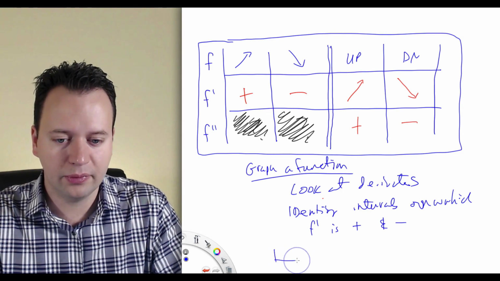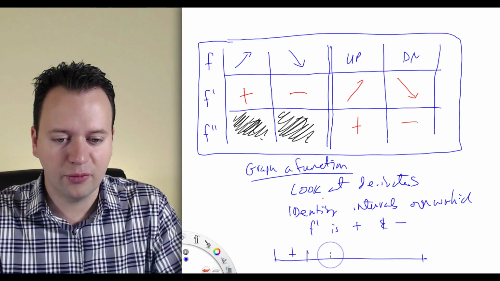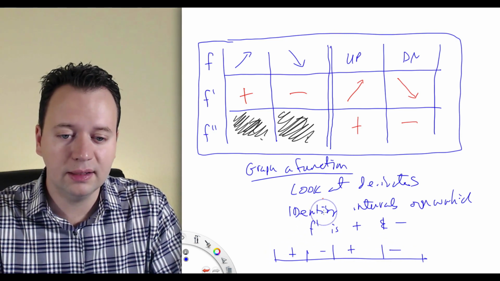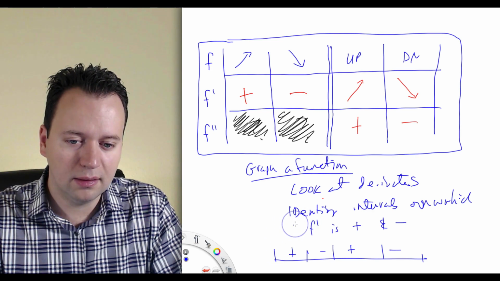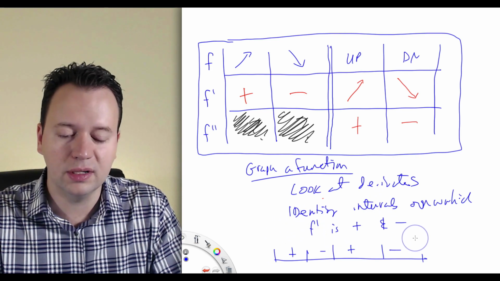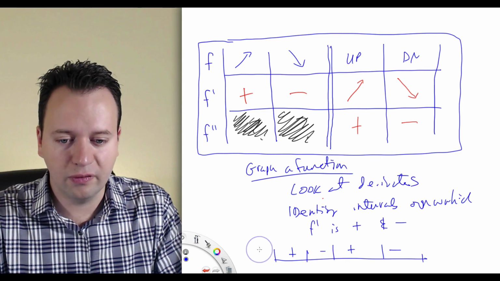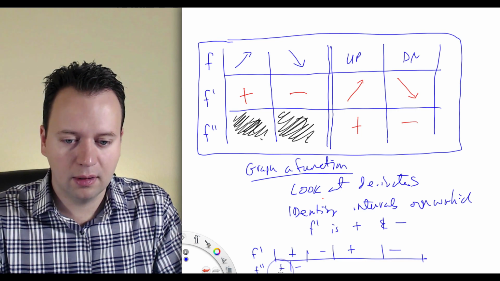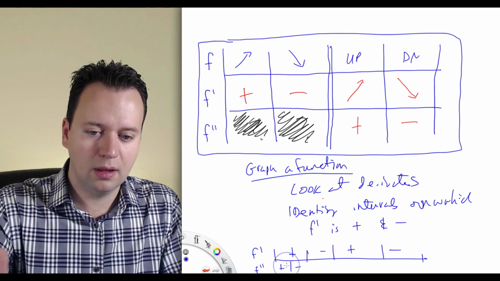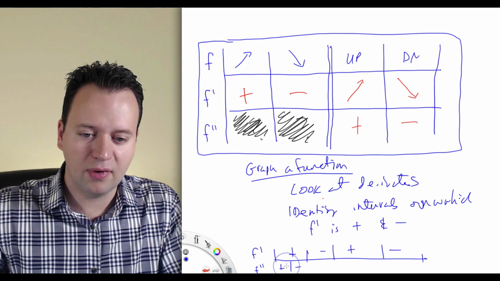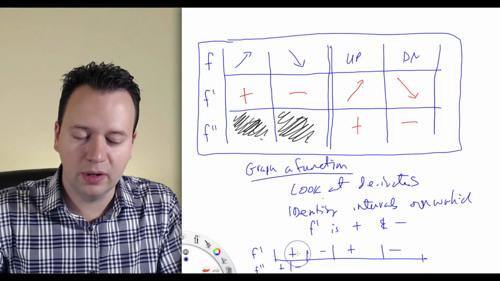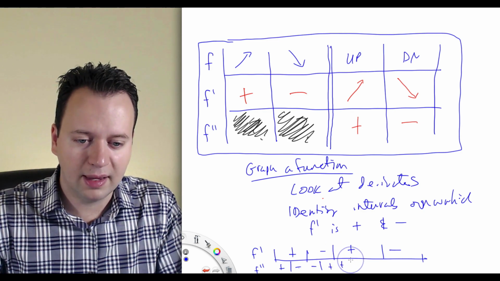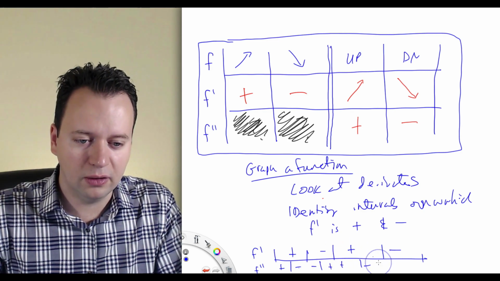So you set up the x-axis, f prime is positive here, negative, positive, negative. So the function must be increasing, increasing, decreasing, increasing, decreasing. And then you do the same thing with the second derivative. So there's f prime, f double prime. Concave up and increasing, concave down and increasing, concave down and decreasing, concave up and decreasing, concave up and increasing, concave down and increasing, and so forth.